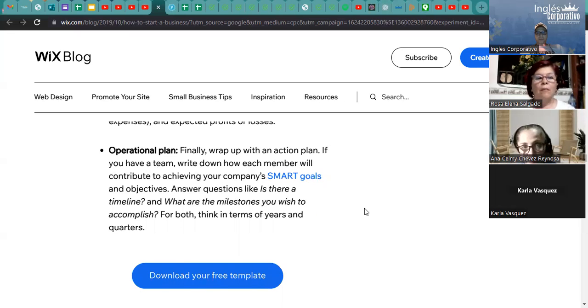Wrap up with an action plan. If you have a team, write down how each member will contribute to achieving your company's SMART goals and objectives. Answer questions like, is there a timeline? And what are the milestones you wish to accomplish? For both, think in terms of years and quarters.